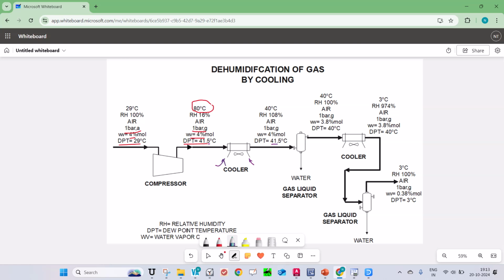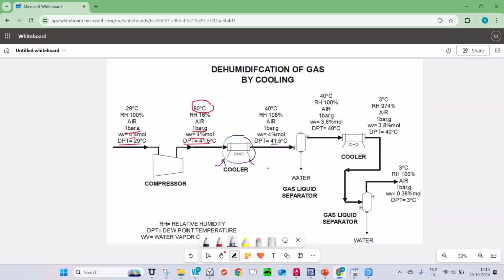So what do I do with that? How can I use that for removal of moisture? Or, the better way to say it, what does this tell me? This tells me that if I cool this air to anything below 41.5 degrees C, I'm going to get the moisture out. And the ambient temperature is 29 degrees C. So I can easily cool this air with ambient air using an air radiator.